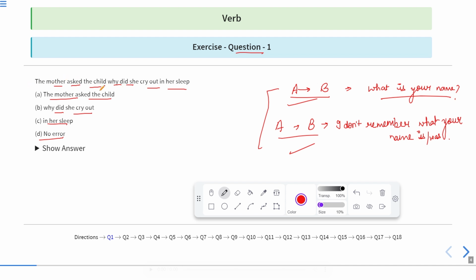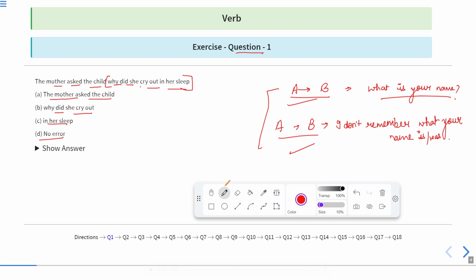Now, the mother asked the child, what did she ask? Why did she cry out in her sleep? Here, this statement has been said by someone else. And if someone else is saying it, he's not asking the question. He's just stating what the mother asked her child. Therefore, this interrogative structure will be converted into assertive structure.